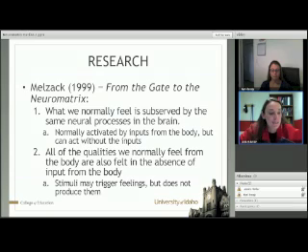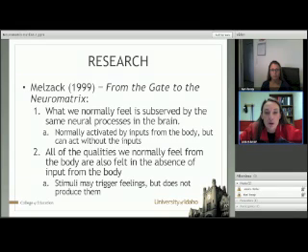Melzack is a major foundational player in the pain discussion. In his article, From the Gate to the Neuromatrix, he discusses his ideas on how the body processes the pain signal. So the first one is that what we normally feel is subserved by the same neural processes in the brain. Each time we feel pain, the same parts of the brain are involved. Typically, the feeling is activated from the body, but other things can activate feeling as well.